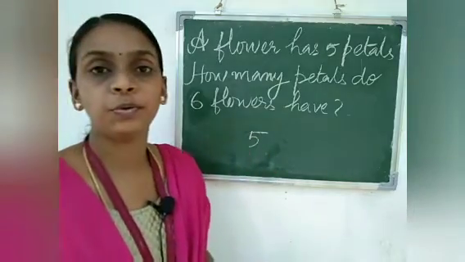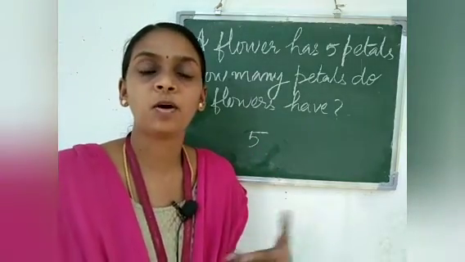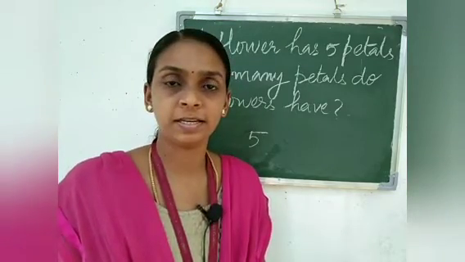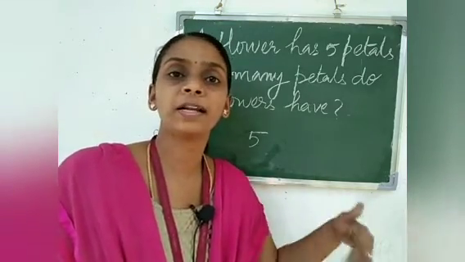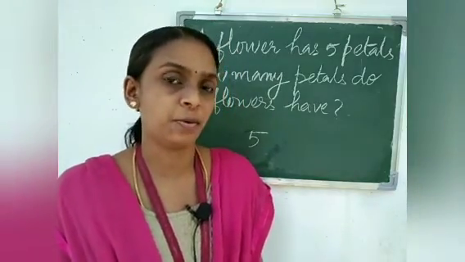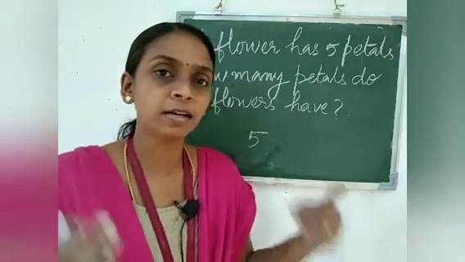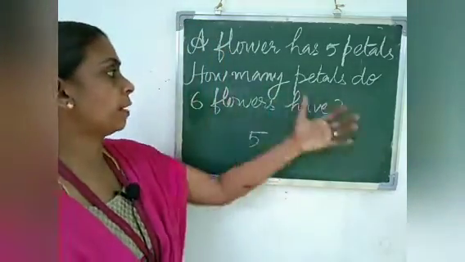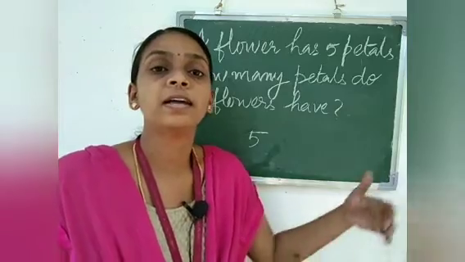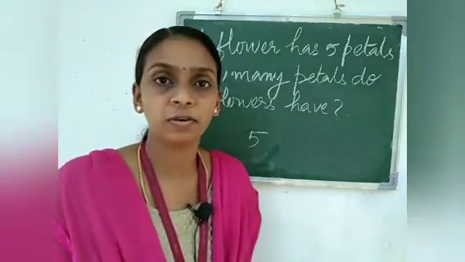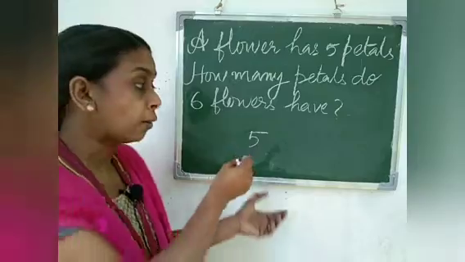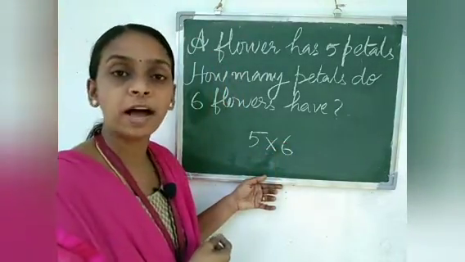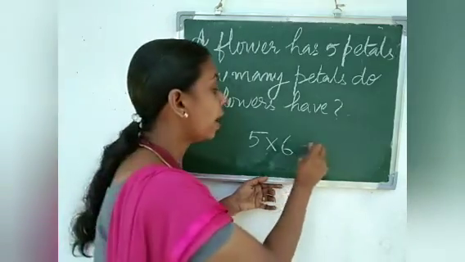So what do we have to do? Tell me all of you. If a flower has 5 petals, then we have to find how many petals 6 flowers have. What calculation do we have to do to find the number of petals of 6 flowers? We have to multiply 5 by 6. That is, we have to do 5 into 6.